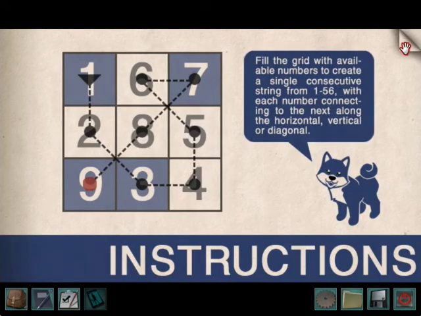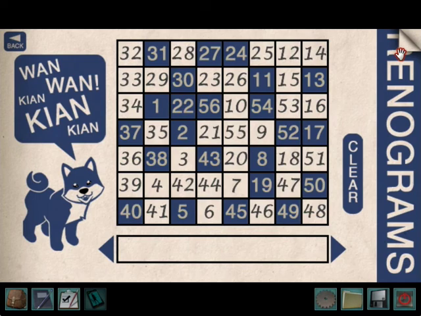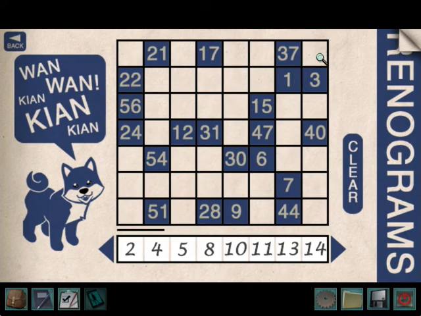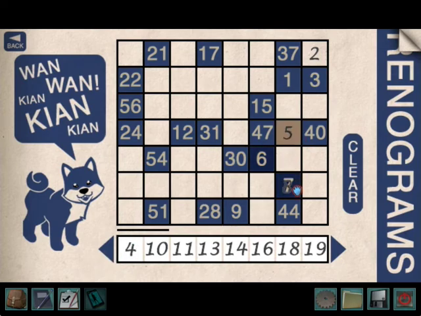More nonograms. Okay, let's see what we got here. 1, 2... That pretty much has to go up there, doesn't it? Okay. I'm trying to look for spots where everything is a little bit more obvious. Okay, like 5 has to go here. There's no way around that. 4 could go either way, at least right now.